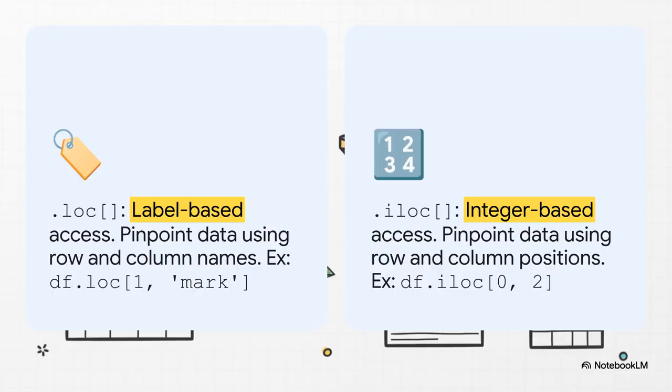Now, to get really specific, you've got two main tools, .loc and .iloc. This can be a little confusing at first, but it's actually super simple. Use .loc when you know the label or the name, like the column name mark. Use .iloc when you know the integer location, or position, like the very first row and the third column. So loc for label, iloc for integer location.